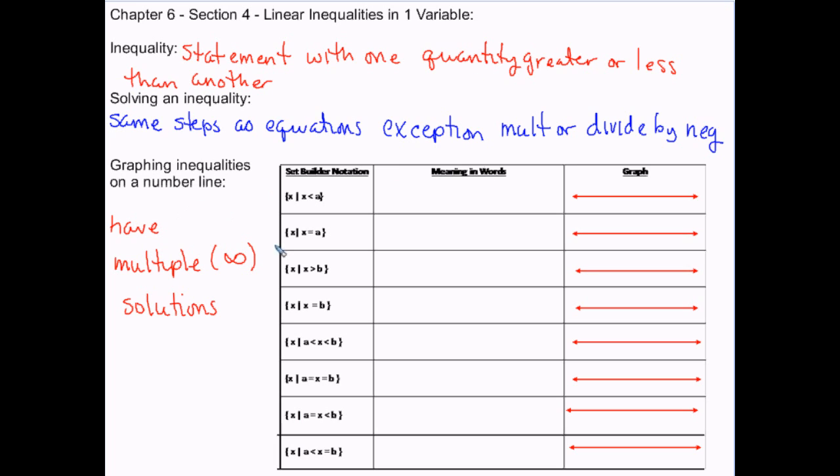And in order to represent them graphically, we graph them on a number line. So this is set builder notation. We talked about this in chapter 2. Remember that this line means such that. So the sentence here would be x such that x is less than a. If I had this graph and this number right here is a, less than gives me an open circle, and I'm going to shade the side where all the numbers will be smaller than a.